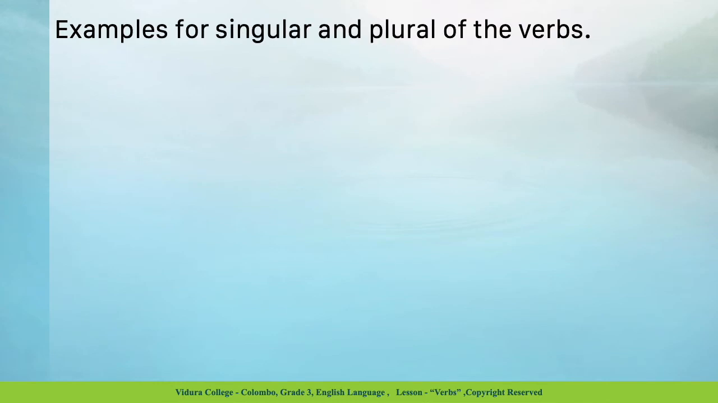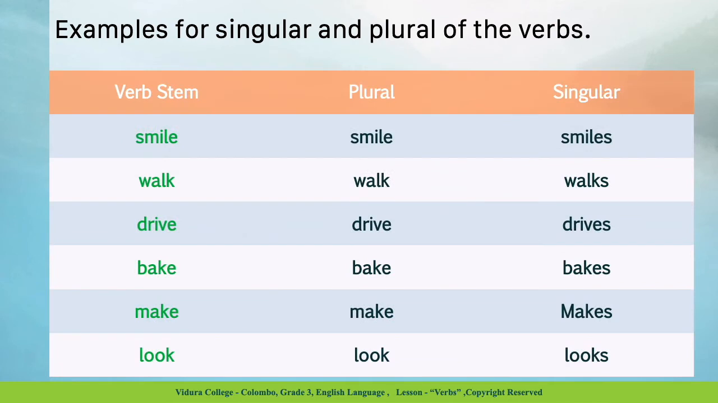Now look at these examples for singular and plural verbs. The first verb stem is smile. So when we form the plural verb, we do not change the verb stem. Therefore, the plural verb is smile. But when we form the singular verb, we add s at the end of the verb stem. Therefore, the singular verb becomes smiles. Then the second verb stem is walk. In here, the plural form of the verb is walk and the singular form of the verb is walks.